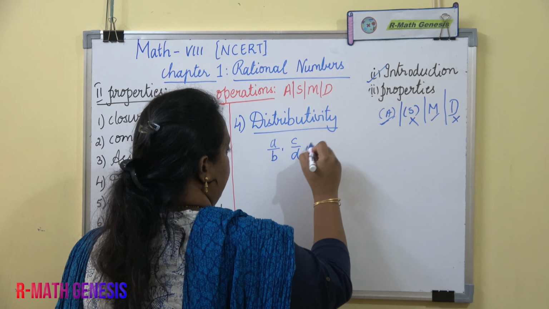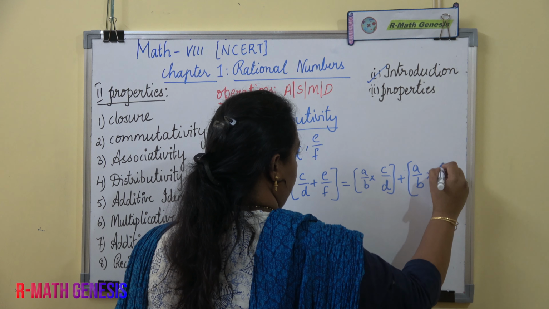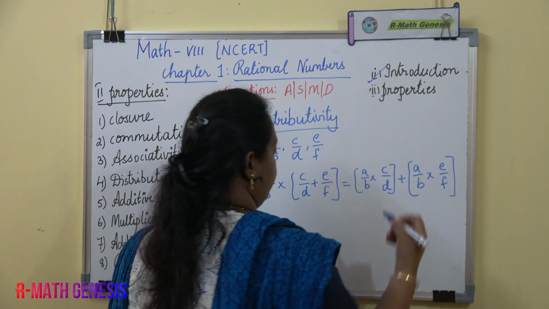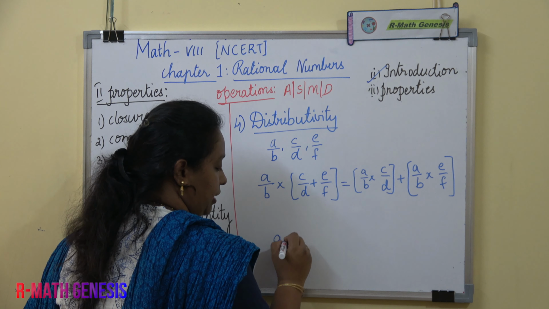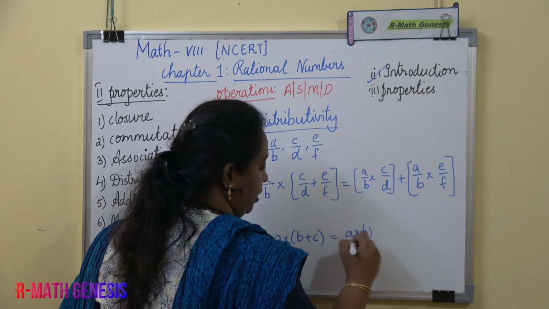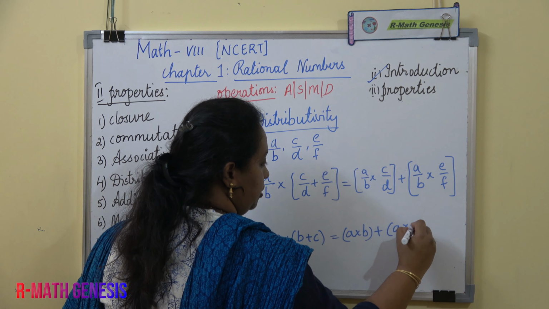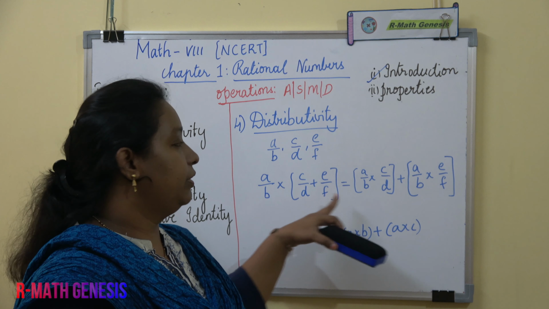When you take any three rational numbers and solve A by B into C by D plus E by F, it is equal to A by B into C by D plus A by B into E by F. This is the same as what we learned in the lower classes: A into B plus C is equal to A into B plus A into C. The same formula, but in terms of rational numbers.